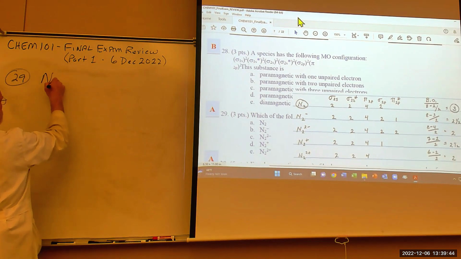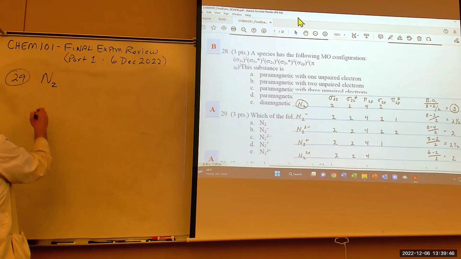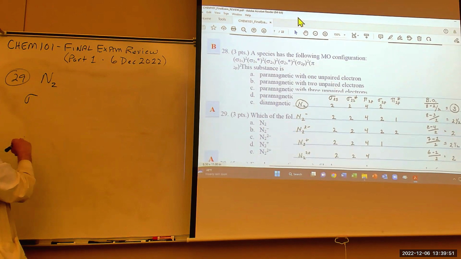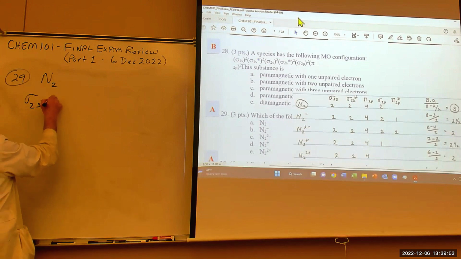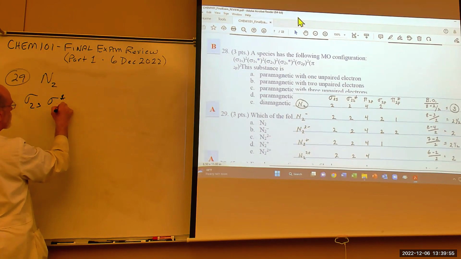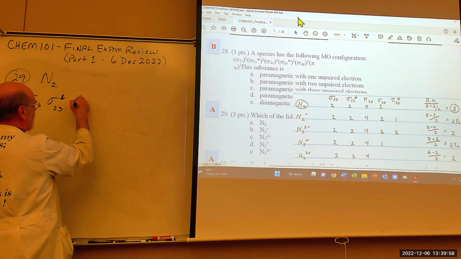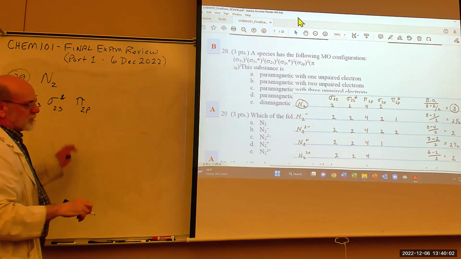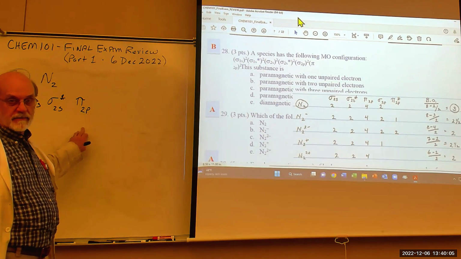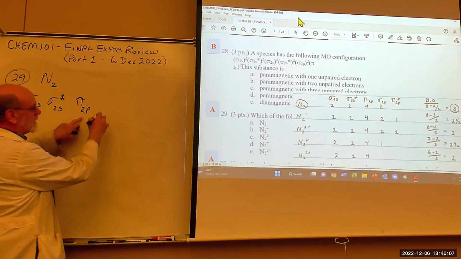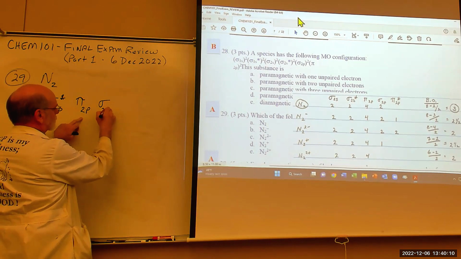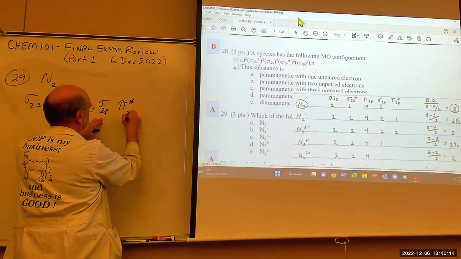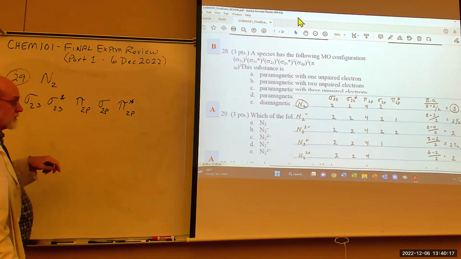Okay, so for the neutral dinitrogen, we're just going to do the valence. We're not going to do the core. Sigma 2s, sigma star 2s, pi 2p. Yeah, this one exhibits sp mixing. So the pi comes first and then the sigma. And then we get to the pi star. And I think that's all we're going to need.